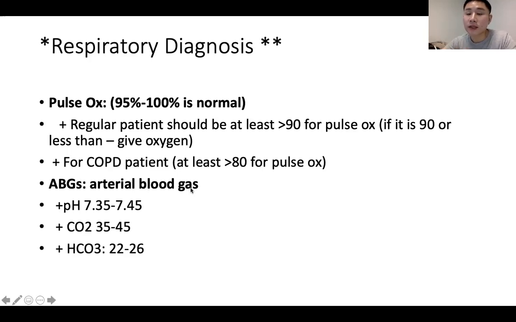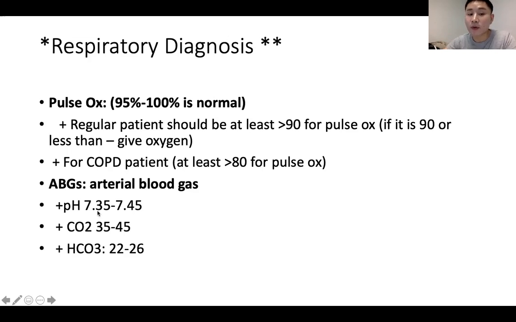Often throughout the semester or in fundamentals, they teach us how to use the tic-tac-toe method. I don't know if you guys remember that. Basically, you have to know how to determine whether the patient is in respiratory or metabolic acidosis or alkalosis. Before we jump into that, we have to know the numbers first. You have to know these numbers by heart. There's no way around it.